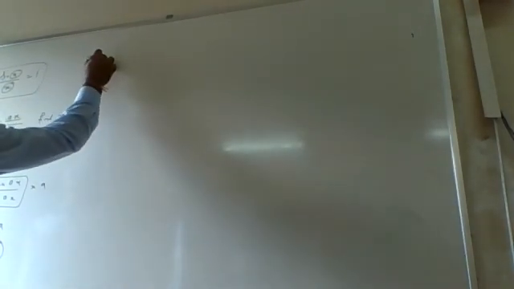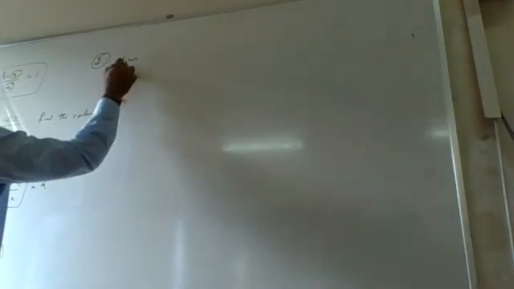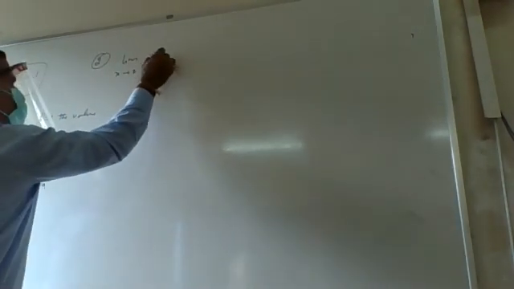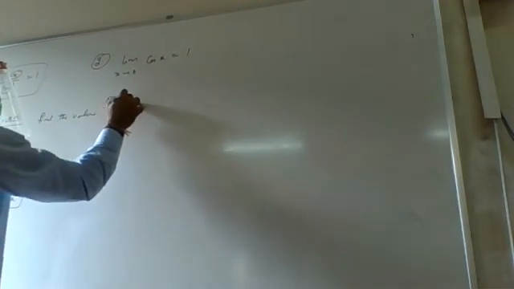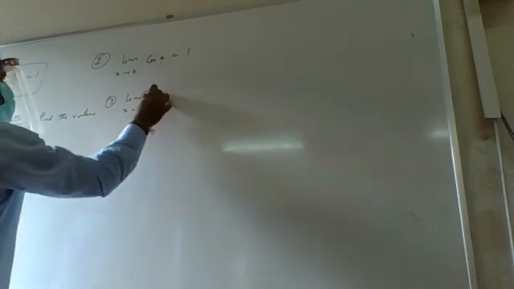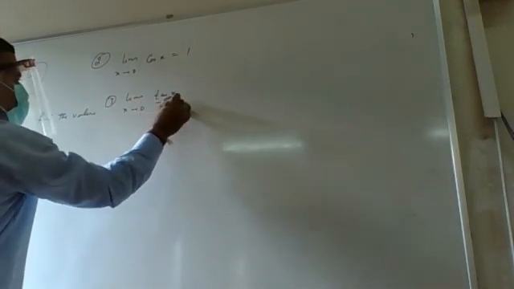Now, the second result. Limit x tends to 0 of x, this is equal to 1. There is no denominator in this result, only the numerator is there. What is the third result? Limit x tends to 0, tan x upon x, this again is equal to 1. So there are three results, and we will explore these three results to solve various questions.